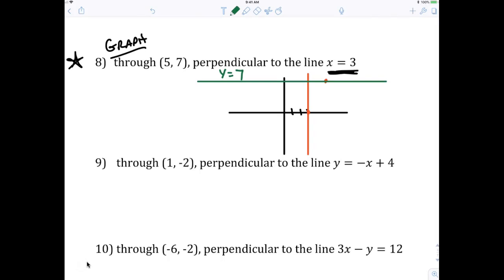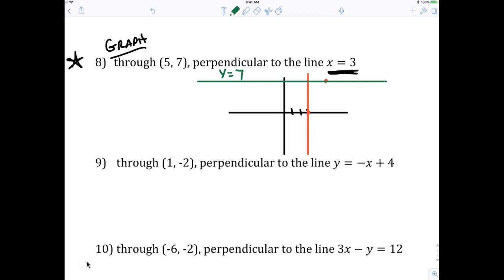So how did you get y equals 7? Okay, do you see this point right here? That point is 5, 7. I'm drawing a horizontal line through that point. What's the y value? Oh, 7. That's why it's y equals 7. You know what I mean? A vertical line's always x equals. So that would be x equals 3.